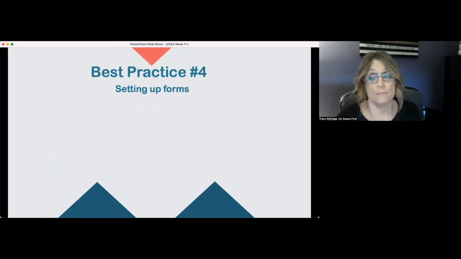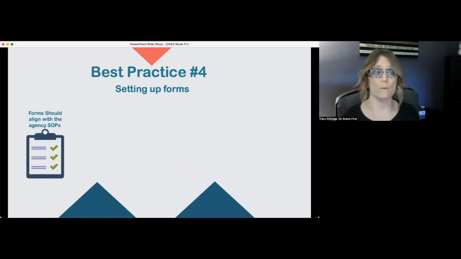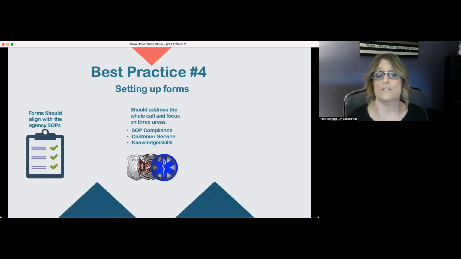The best practice number 4 is setting up the forms. The forms should align with agencies' SOPs, which I mentioned before. They should address the whole call and focus on the 3 different areas: SOP compliance, customer service, and knowledge and skills. KSA is something that you need to remember. I do have it on another page, but the knowledge and skills is definitely something that should be addressed.